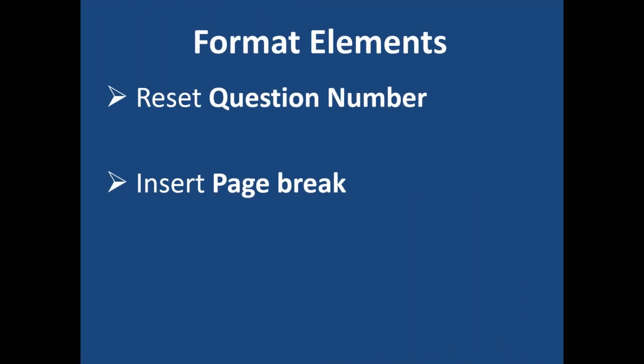Next, we'll take a look at using format elements. First, just like with section headers, you can use them to reset question numbering. This is very useful when you need to update the numbers but don't want to add a header element. One example might be if you need to remove one or more items but need to keep the question numbering the same. You can also insert a page break in the documentation.